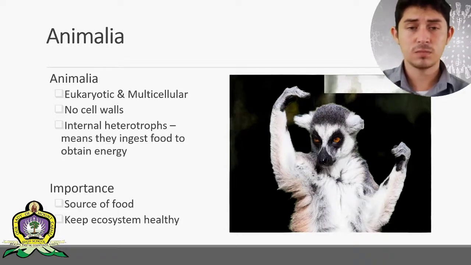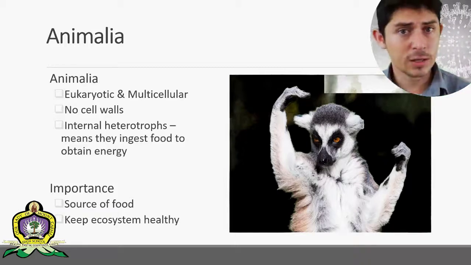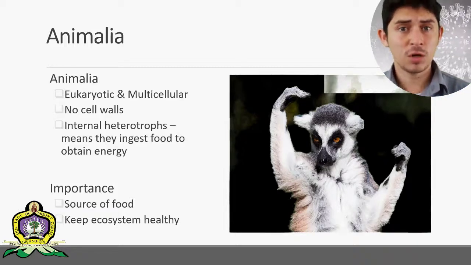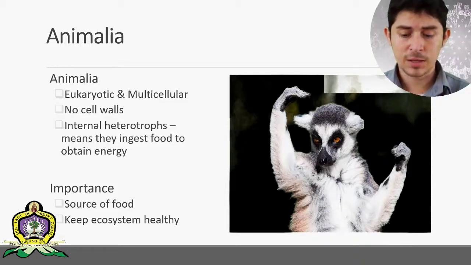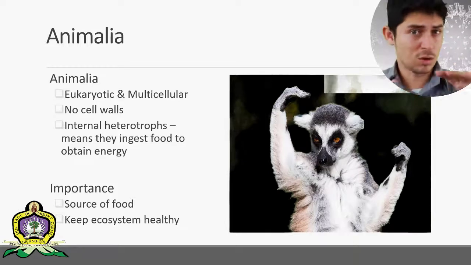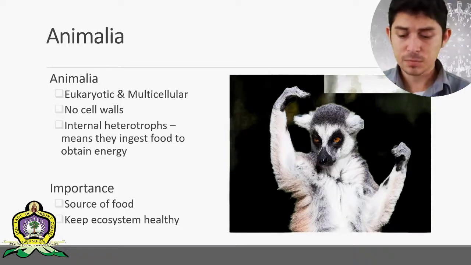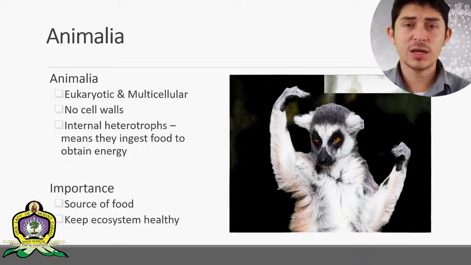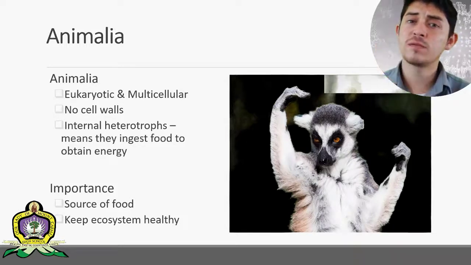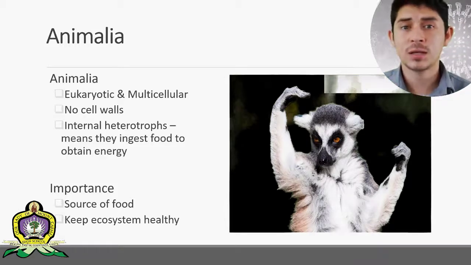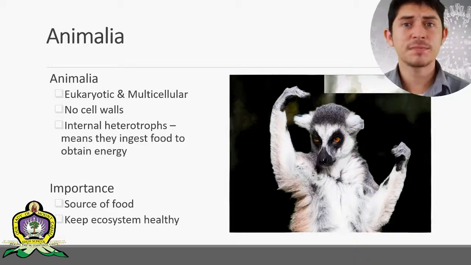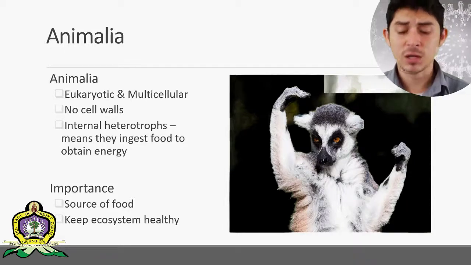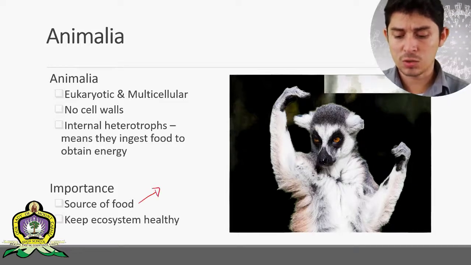Lastly, we have the animal kingdom. The cells are eukaryotic. They're multicellular organisms, meaning that the organism is made out of many cells. They don't have any cell walls, only a cell membrane, no cell walls. They're internal heterotrophs, meaning that they have to consume the food and enter their body, and that's how they obtain nutrition. And they're important to us humans because many of those animals are a source of food, especially protein. Animals are a very good source of protein.